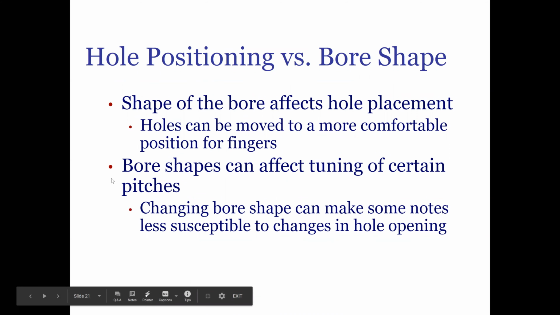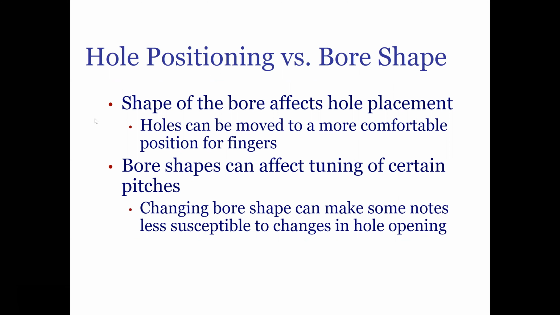Clearly, the shape of the bore is going to matter on where you place the holes. On something like a recorder, you can place them all in a straight line fairly easily because it is a cylindrical bore instrument, and the holes are fairly small. But once you start getting to a conical bore and very large holes, you kind of have to make a judgment on where exactly you're going to put all these different finger holes in.